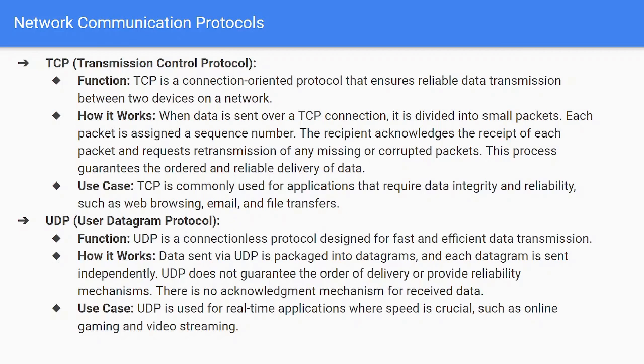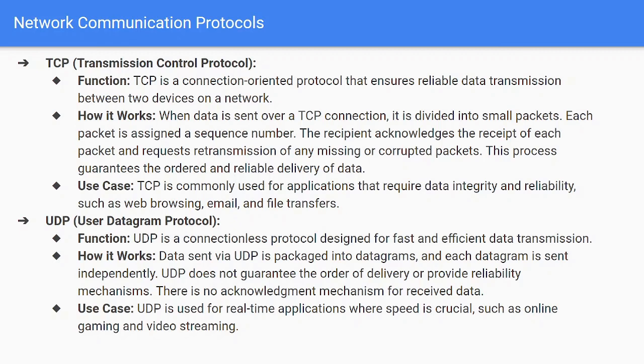So how does it work? When you transfer data with a TCP connection, it breaks that data into smaller packets, right? And each of those packets is assigned a sequential number. So let's say you want to transfer something 1 to 10, right? Each of the smaller packets is assigned a sequence number 1 to 10.